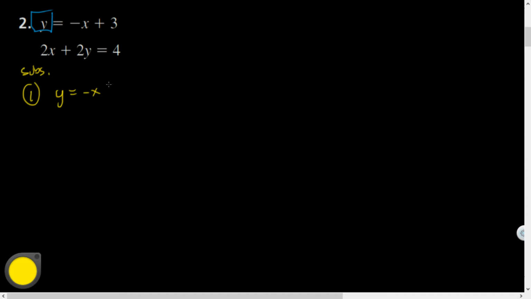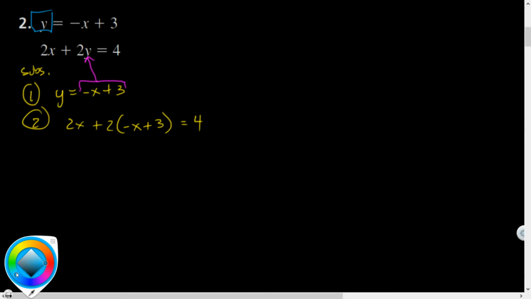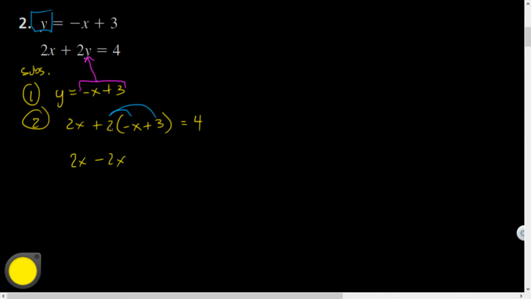y equals negative x plus 3. It's already solved for. And now, if that's truly equal to y, I can plug it in for y in the other equation. So I'll have 2x plus 2 times negative x plus 3 equals 4. Like so. Let's do some distributing. 2 times negative x would be negative 2x. 2 times 3 is 6, equals 4.